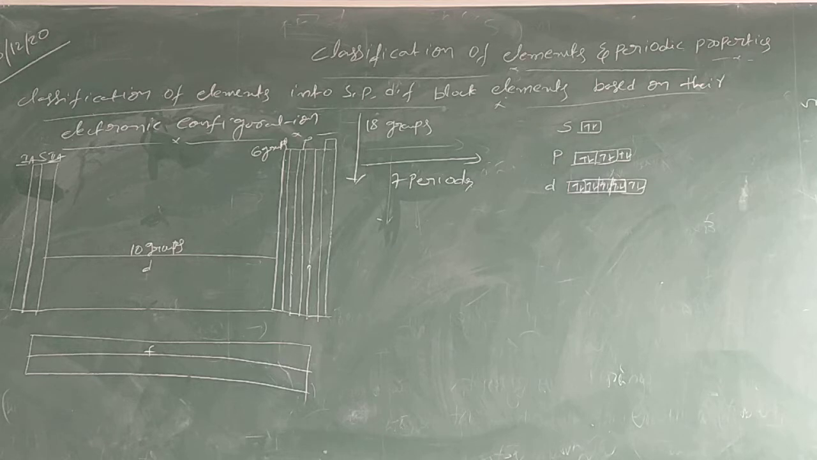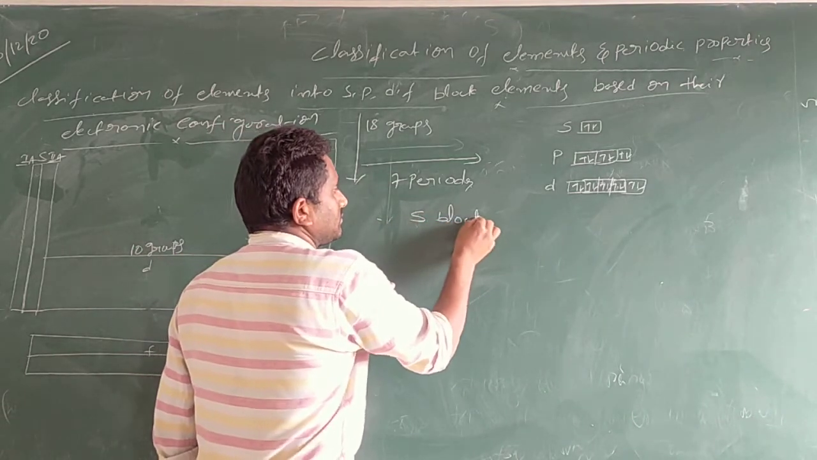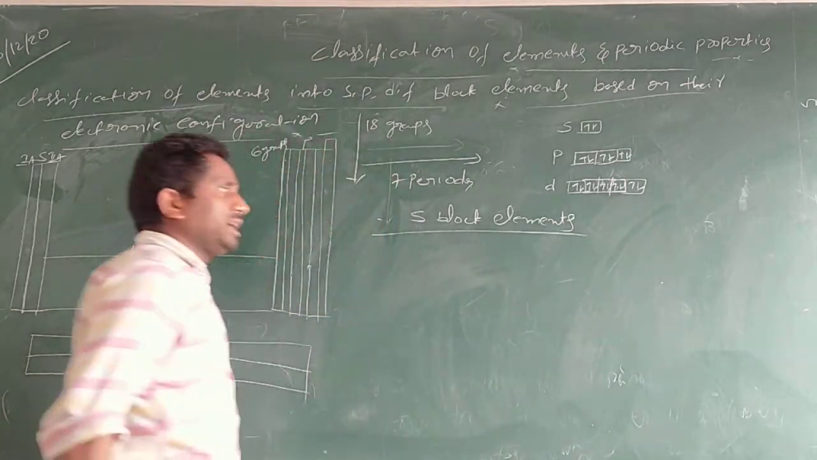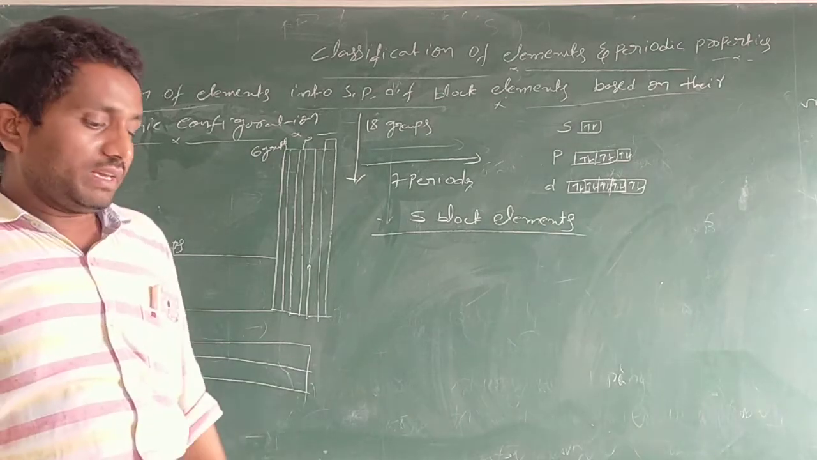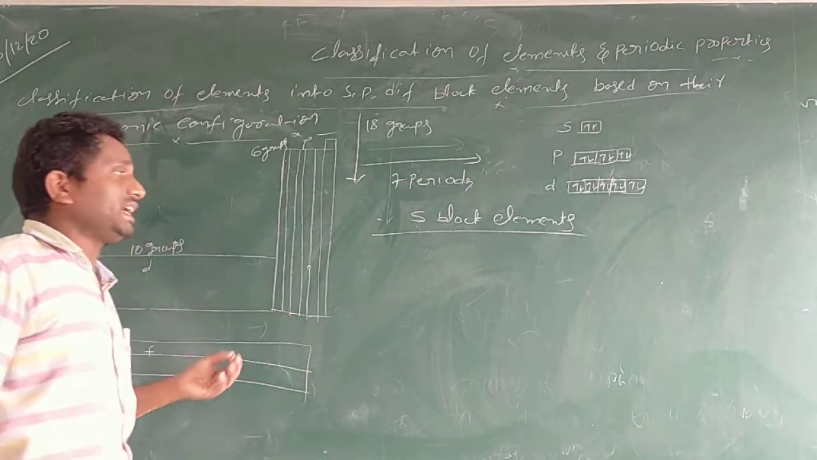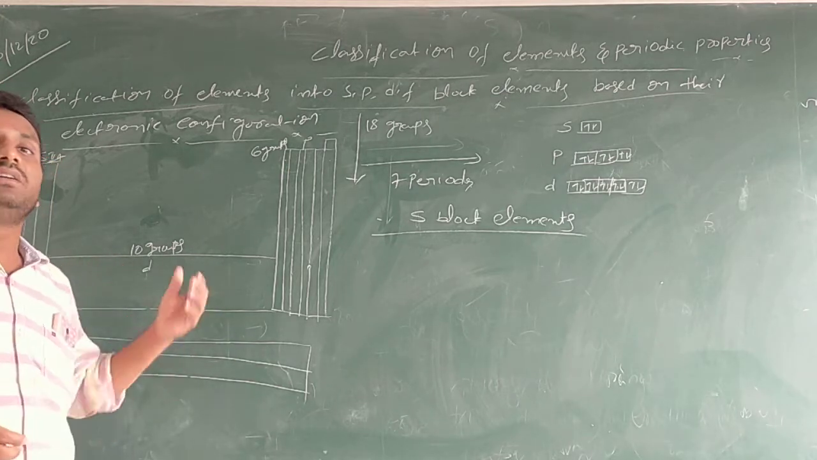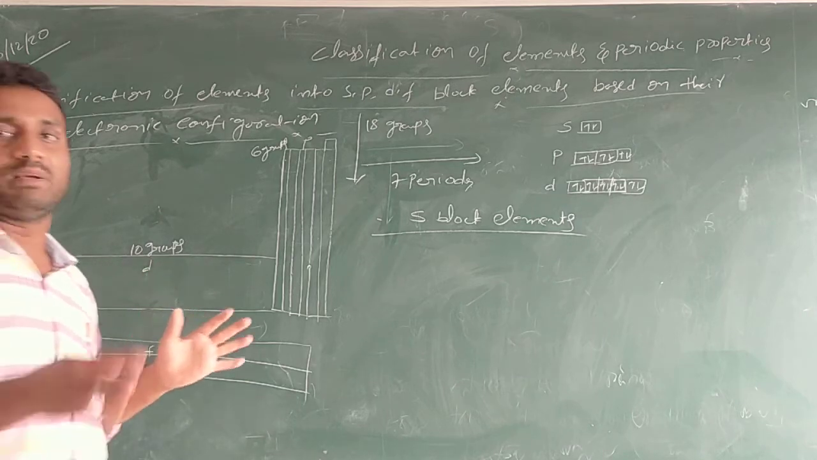The total periodic table of elements is classified into 4 blocks. First of all, S block elements. What is meant by S block elements? The element whose differentiating electron enters into the S orbital of a subshell is known as an S block element.